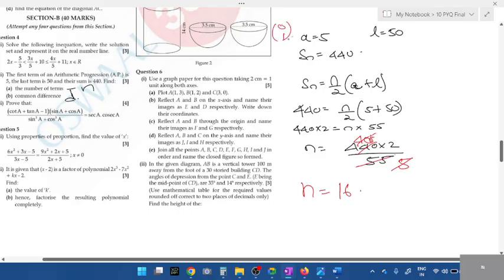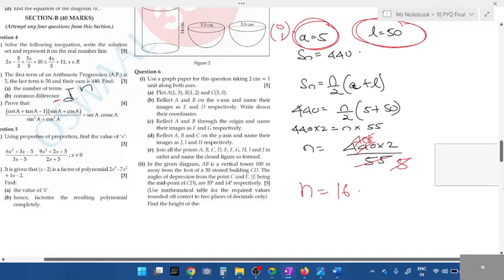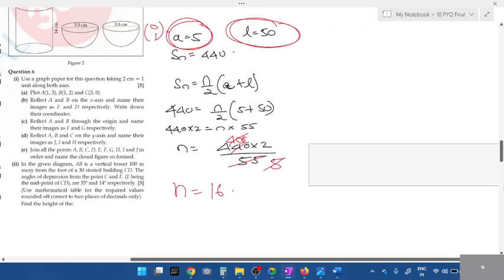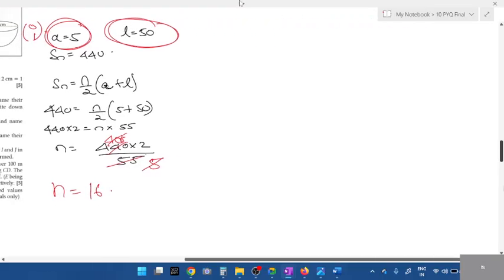This is the first one. Second, what do we need to find? Second one is the common difference. So whenever the word first term is given, take a is equals to 5. When the word last term is given, l is 50. You need to find d now. What are the other two formulas left?